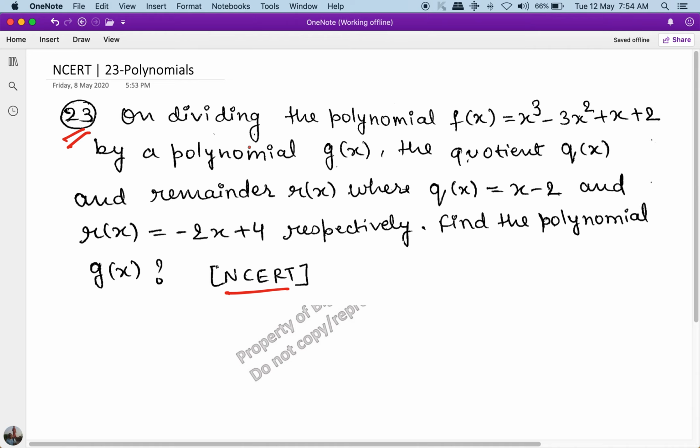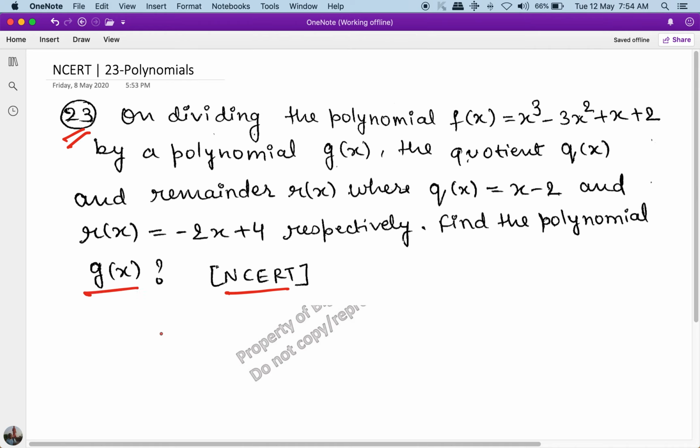This question says, on dividing the polynomial f of x by a polynomial g of x, the quotient q of x and the remainder r of x, where q of x is x minus 2 and r of x is minus 2x plus 4 respectively, find the polynomial g of x.